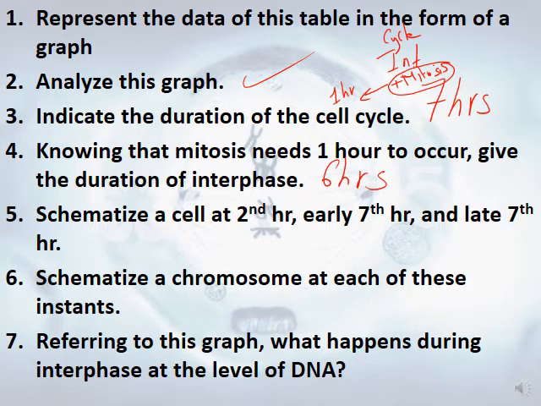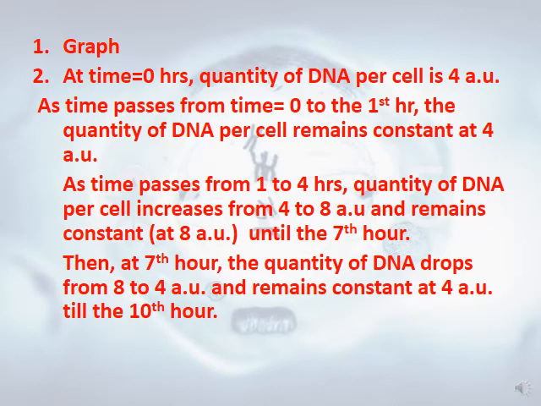Schematize the cell at the 2nd hour, early 7th, and the late 7th. So you have to draw the chromosomes at this time. Schematize the chromosomes at each of these instances, also whether 1 chromatid or 2 chromatids. What happens during interphase? You have to know that during interphase we have duplication or replication of the quantity of DNA per cell. This is the analysis.